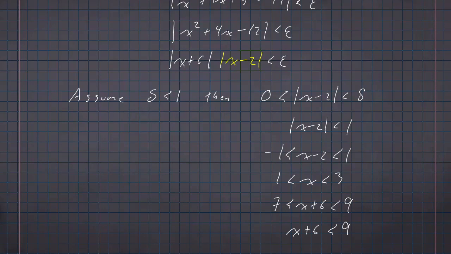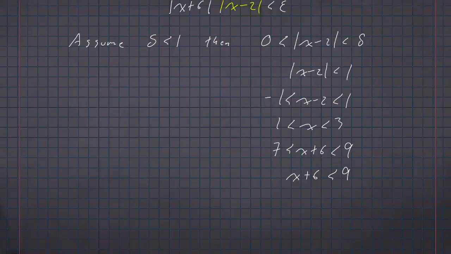But whenever x plus 6 is between 7 and 9, it is also true that x plus 6 is less than 9. Right? There are values that satisfy this new inequality that don't satisfy the old one, but every value of x that satisfies the old one also satisfies the new one, and that's what's important.